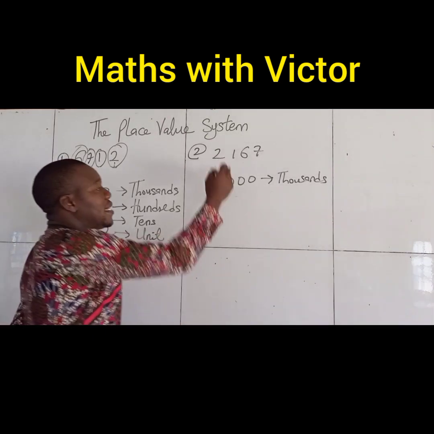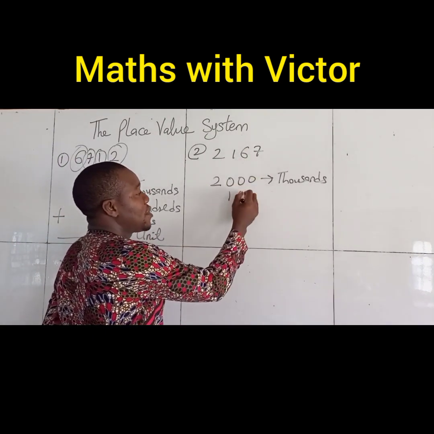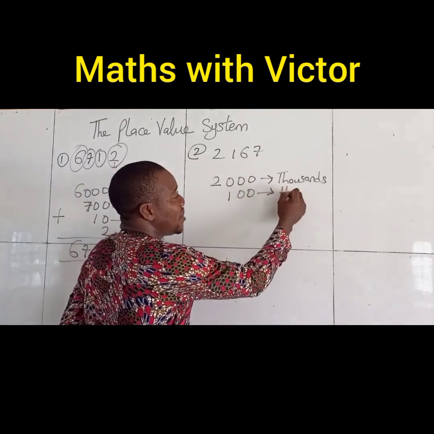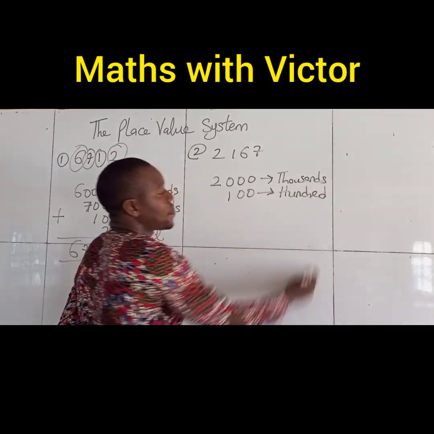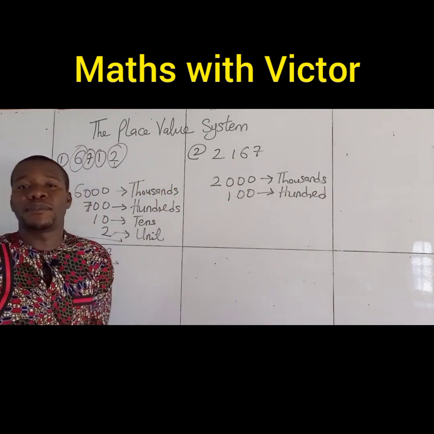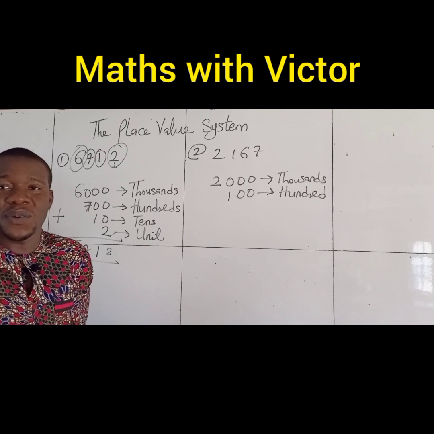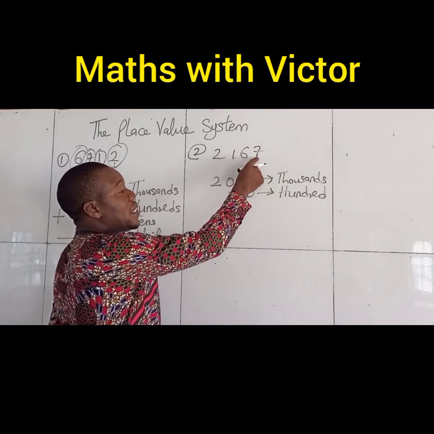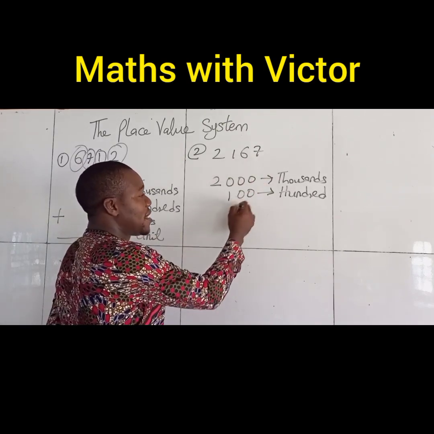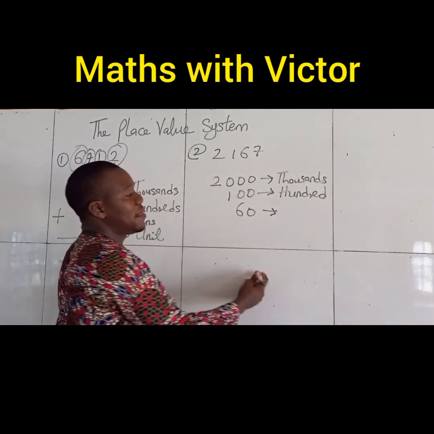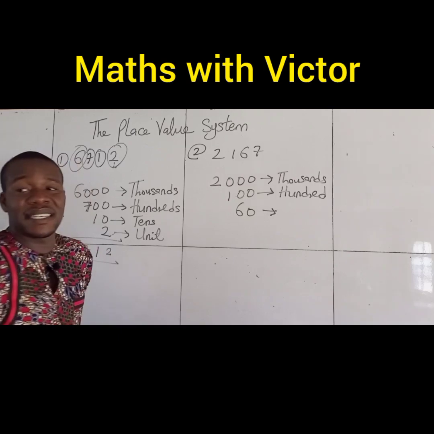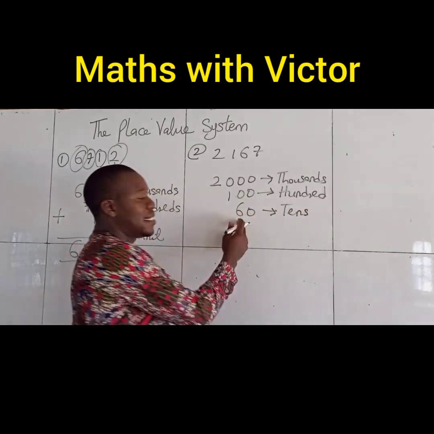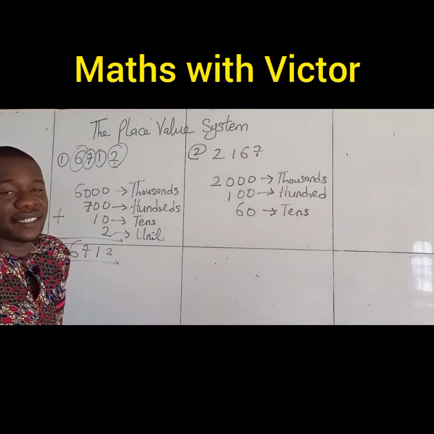The next number is 1, but after 1, there are 2 digits, they become 0, 0. This one is in 100. So this one is not representing 1, but representing 100. The next one is 6, but after 6, there is only 1 digit, which becomes 0. 6 and 0. That means this 6 is not representing 6, but tens. It means 6 times 10, 60, 6 tens.